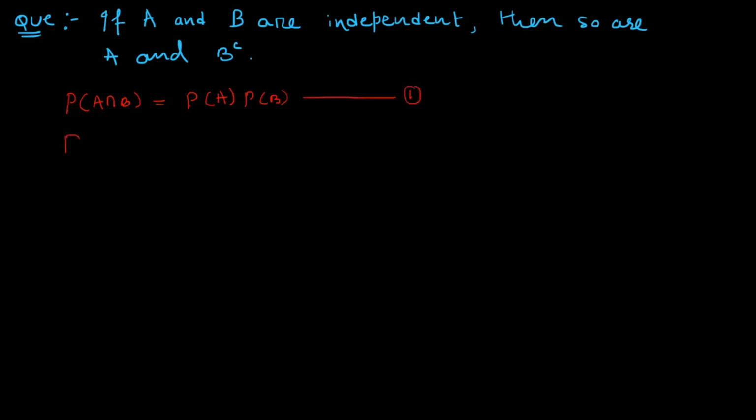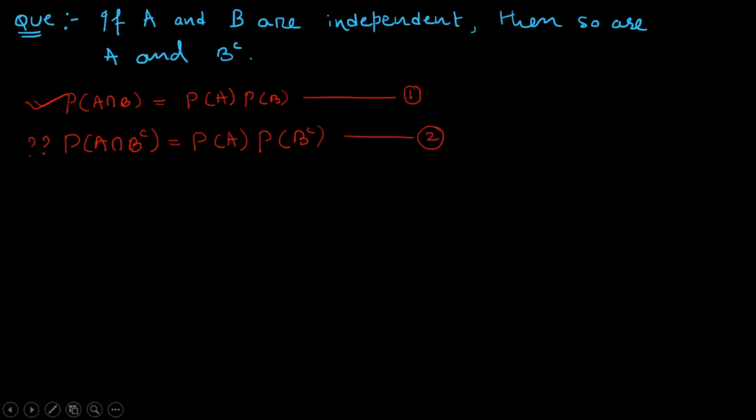And suppose probability of A intersection B complement, by chance, is equal to probability of A times probability of B complement, then we are done. The first one is for sure happening because they are independent, but this one, is it happening? That is the question mark. So how are we going to calculate it?